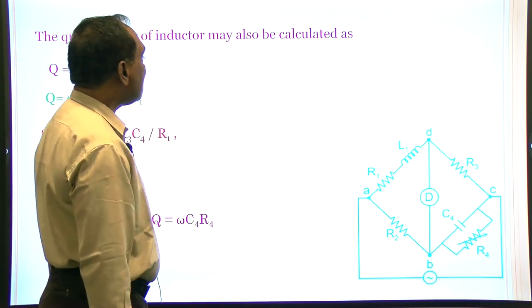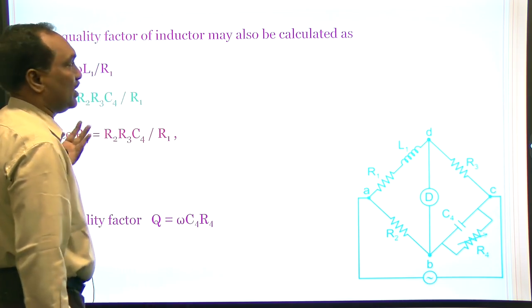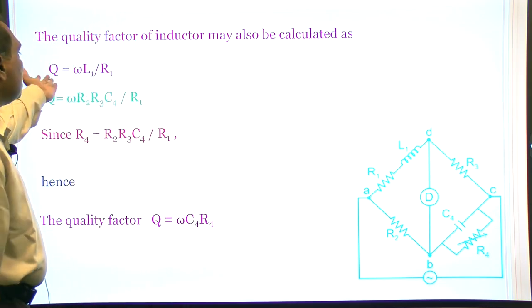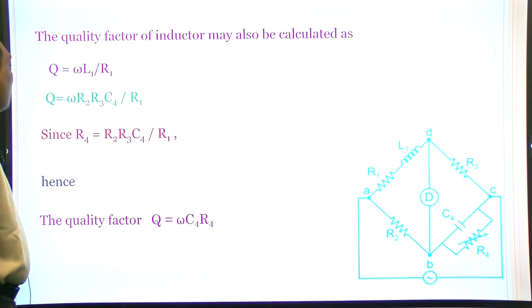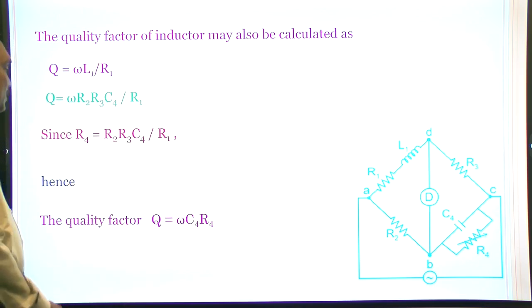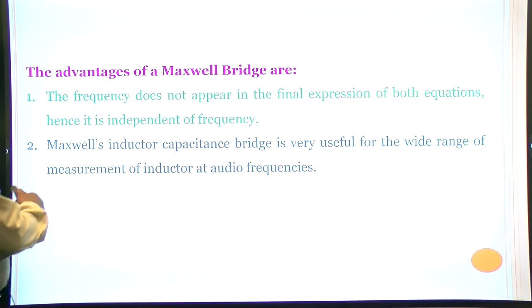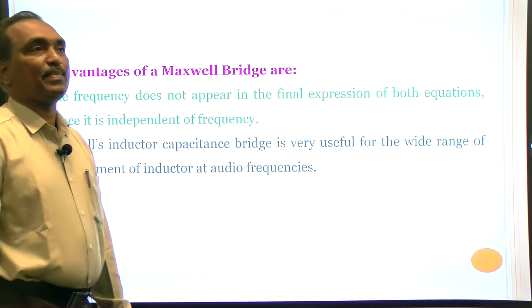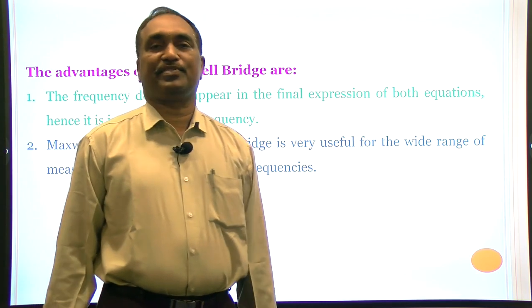By using this bridge, we can calculate the quality factor also. We know the quality factor Q is equal to omega L1 by R1. We substitute the L1 value here, and that gives the quality factor. Of course, using the capacitor also, Q is equal to omega C4 R4. What are the advantages of this Maxwell bridge over the remaining bridges?